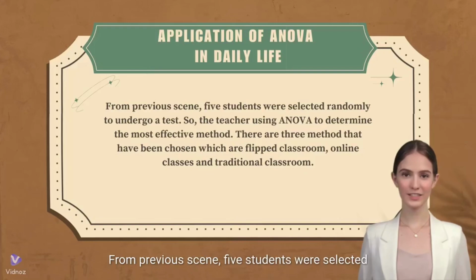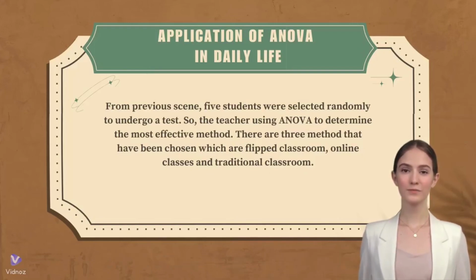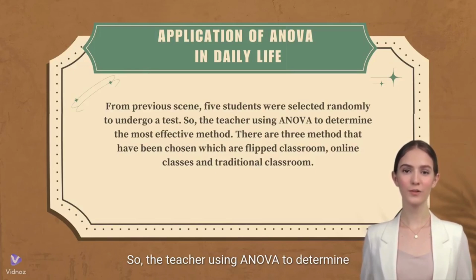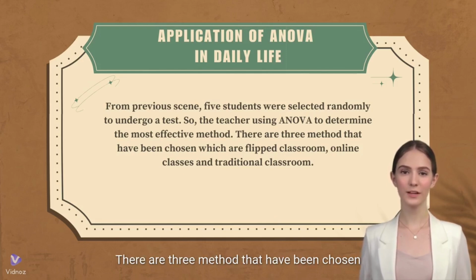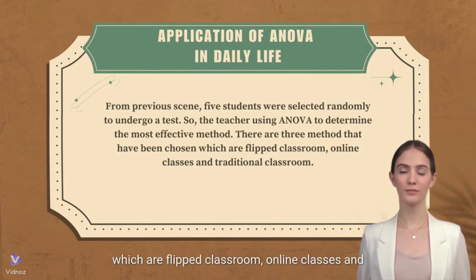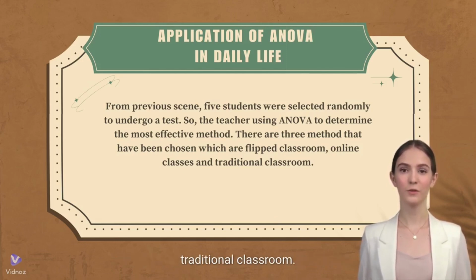From the previous scene, 5 students were selected randomly to undergo a test. So, the teacher used ANOVA to determine the most effective method. There are 3 methods that have been chosen, which are flipped classroom, online classes, and traditional classroom.